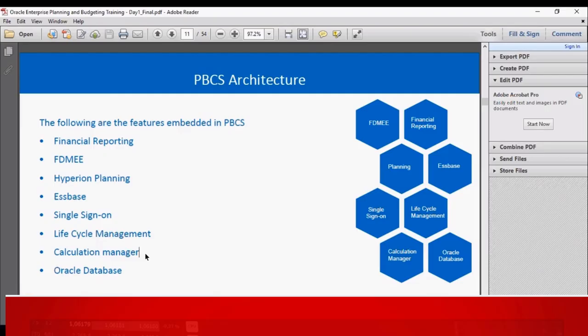And the next one is Calculation Manager, to perform complex calculations, as already mentioned, business rules, which cater to the planning needs. And the next one is Oracle database. So a cloud database is provided by Oracle to store the entire PBCS application. So this covers the PBCS architecture.